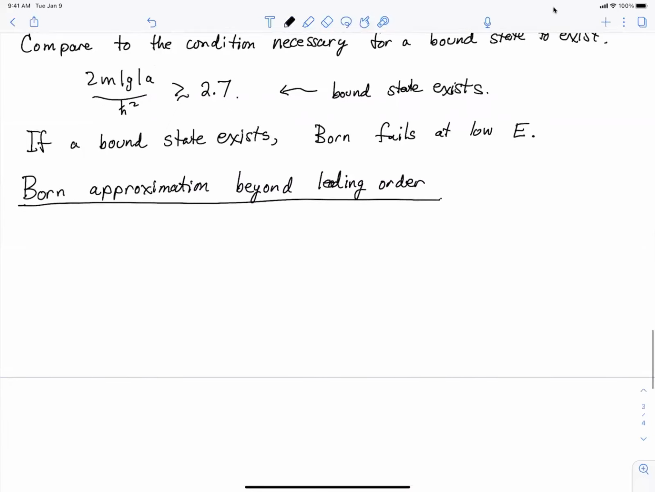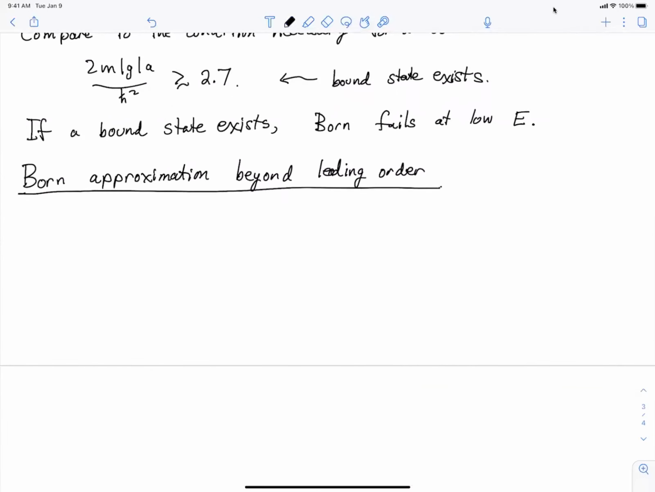Okay, so how are we going to do this? We're going to do this in a slightly roundabout way by going back to the Lippmann-Schwinger equation. And so the first thing we're going to do is define something called the transition operator, not to be confused with the translation operator. The symbol is unfortunately similar because they both start with T.